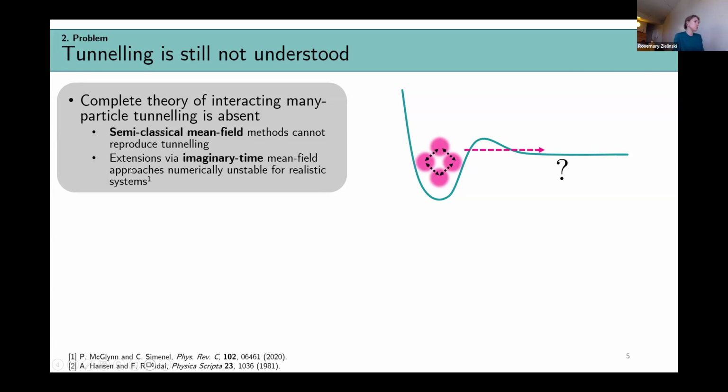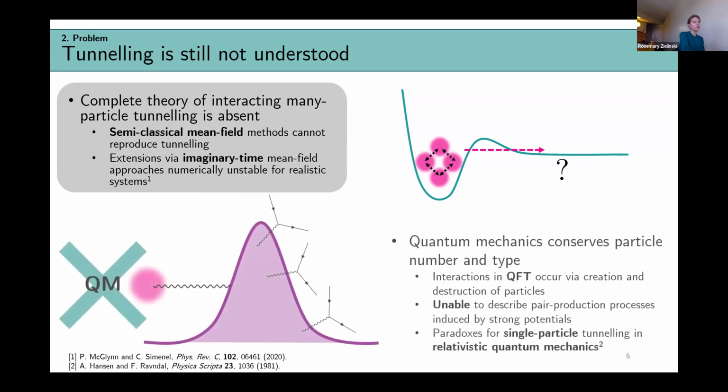This means that applying these methods to, let's say, subbarrier fusion cross-sections, you'll find that you can't reproduce tunneling. There has been some work extending this via Wick rotations, essentially imaginary time mean field methods. These have shown some promise for small systems, so you find that you can recover tunneling behavior, but that these are numerically unstable for more realistic systems. With this in mind, we also have a slightly more fundamental problem associated with tunneling, and that's that quantum mechanics conserves particle number and particle type.